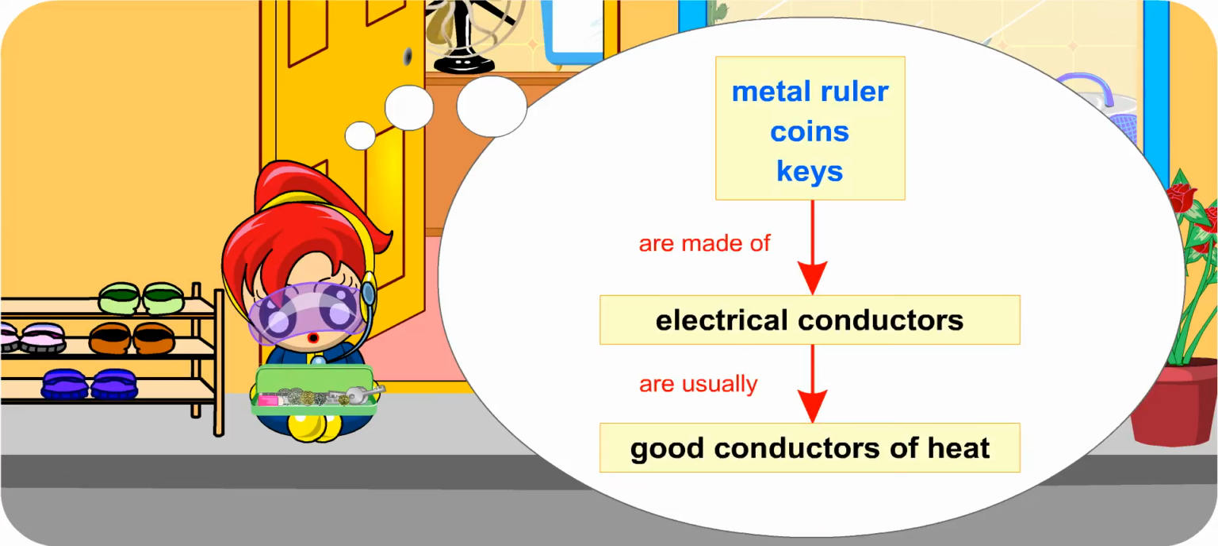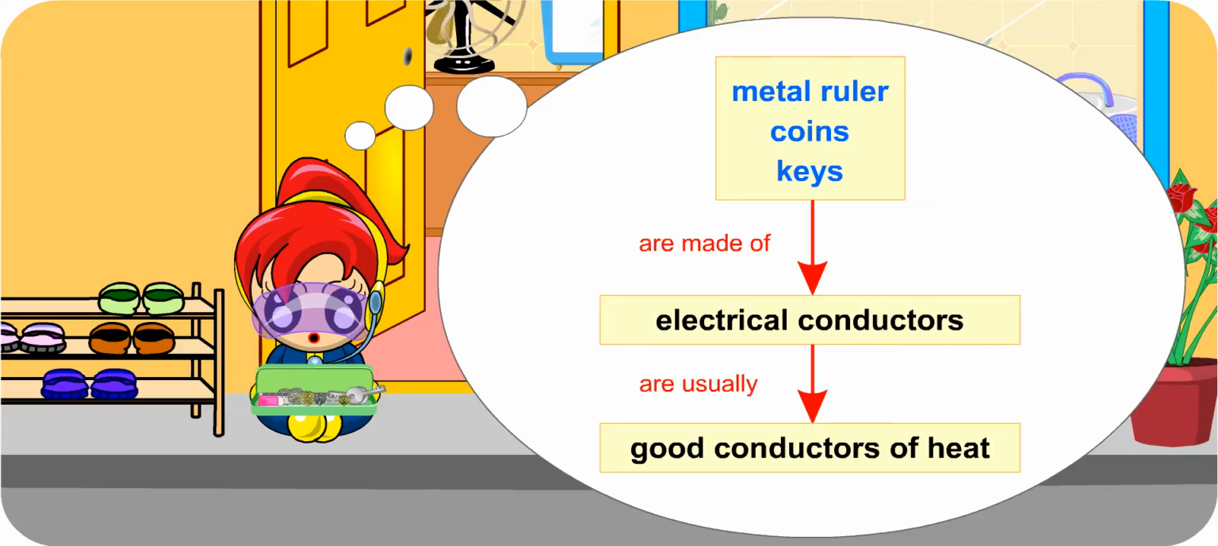Good conductors of electricity are generally good conductors of heat too. I see. So I can conclude that rubber is a non-conductor of electricity. It is not a good conductor of heat. That's right.